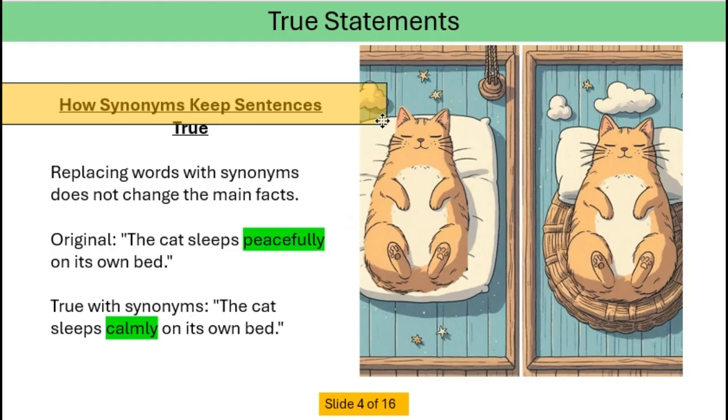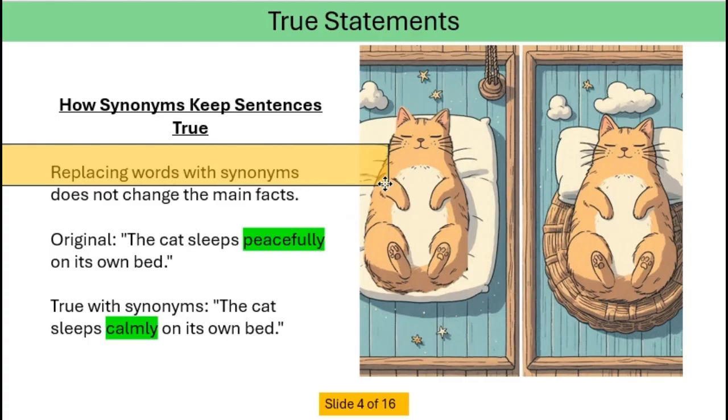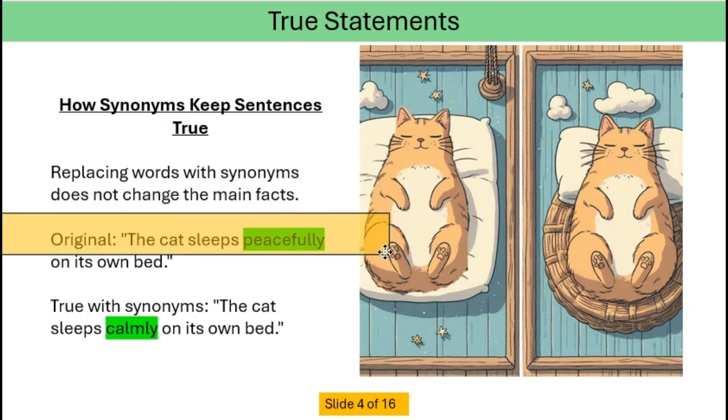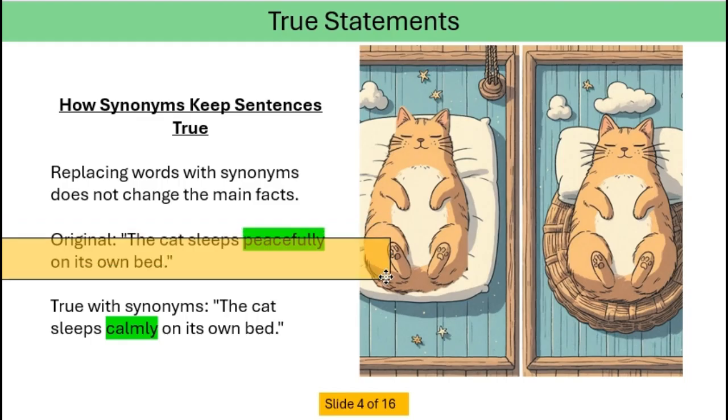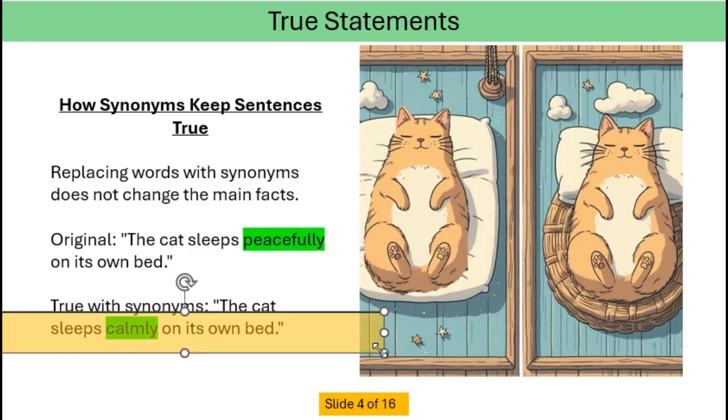How synonyms keep sentences true. Replacing words with synonyms does not change the main facts. For example, the original statement, "The cat sleeps peacefully on its own bed," is the same as another statement replaced by synonyms, "The cat sleeps calmly on its own bed."